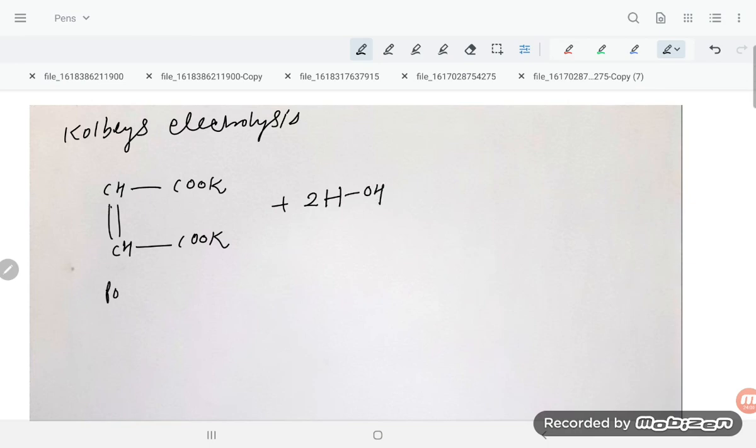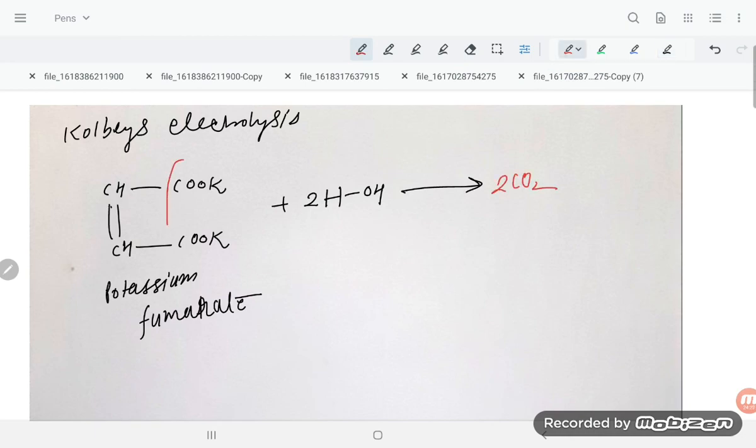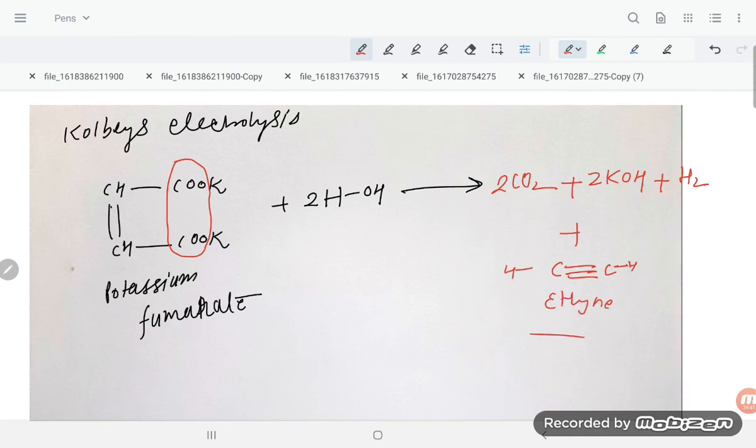This is nothing but potassium fumarate. So what compound is going to form? That is 2CO2, carbon dioxide, plus 2KOH, plus H2, plus C triple bond CH. This is the ethyne that will be there. We have to keep in mind how these are formed.